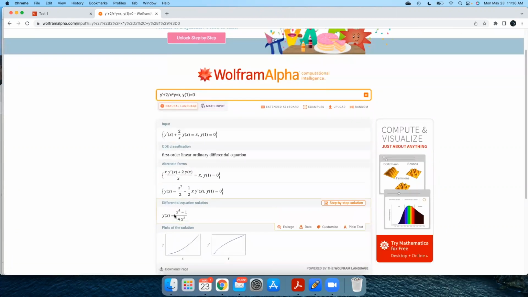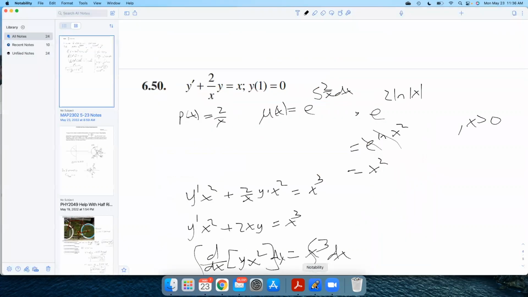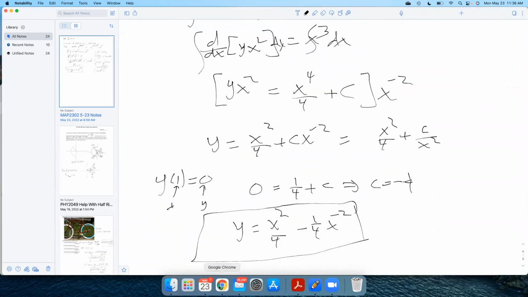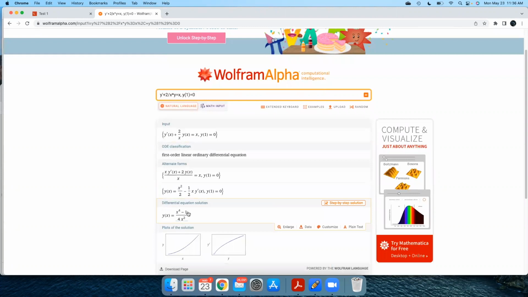And look, that's the same thing we got. We got x to the 4th over 4 minus 1/4 over x squared. Is that what I got? x to the 4th over 4 minus 1/4 over x squared. Same thing I got. Again, check your answers on the test.